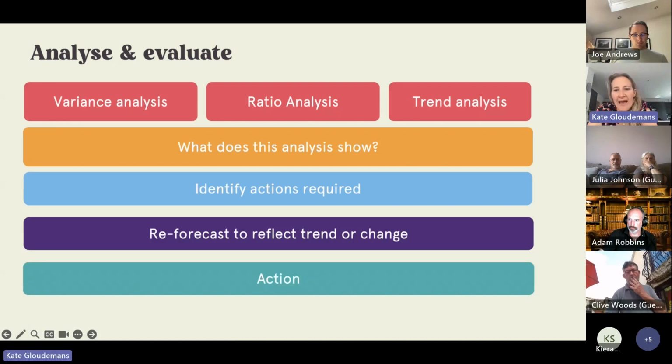Okay, so we start by analysing financial statements. And this is usually done by looking at variance analysis, ratio analysis, and trend analysis. There's no right or wrong way. Every business is different. I know lots of businesses that don't really use all the ratios. Investors do. A lot of people don't bother. They just look at variances and trends.